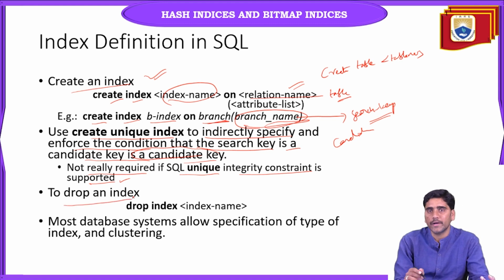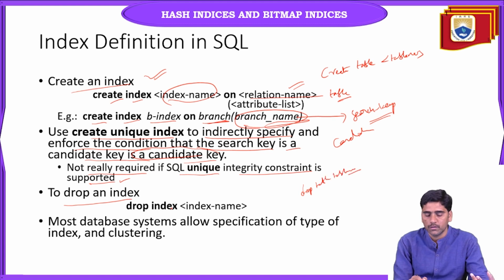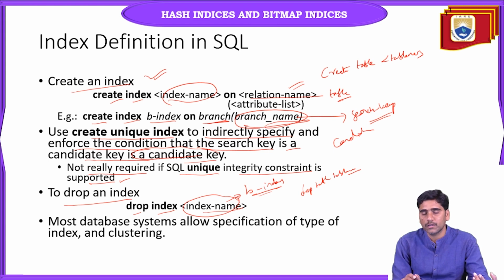Similarly, to drop an index. How do we drop a table? Drop table, table name. In the same way, we can drop the index also. So to drop the index: drop index, index name. Here the index name is b-index. So this is the way we can create the index and we can drop the index.